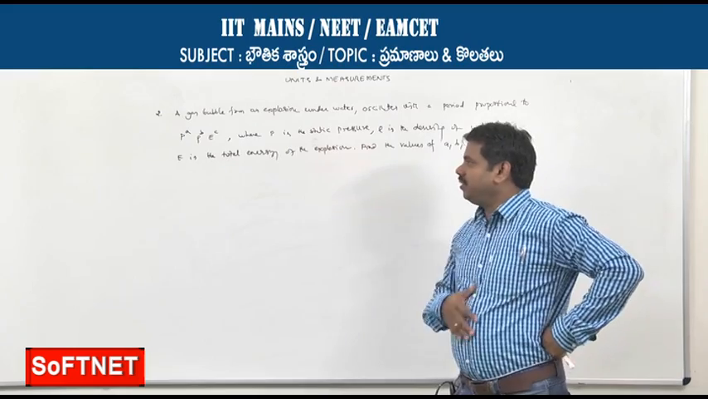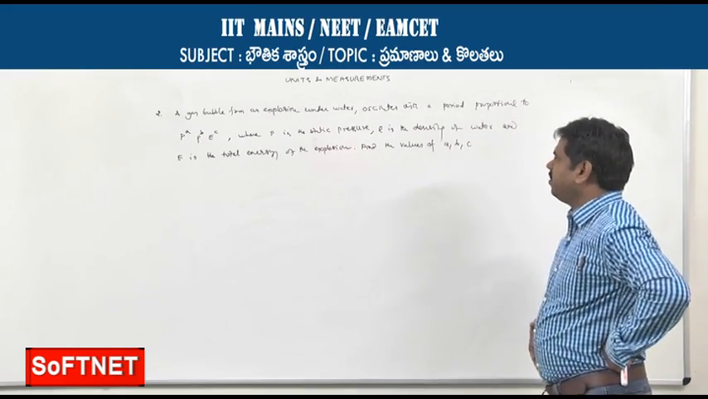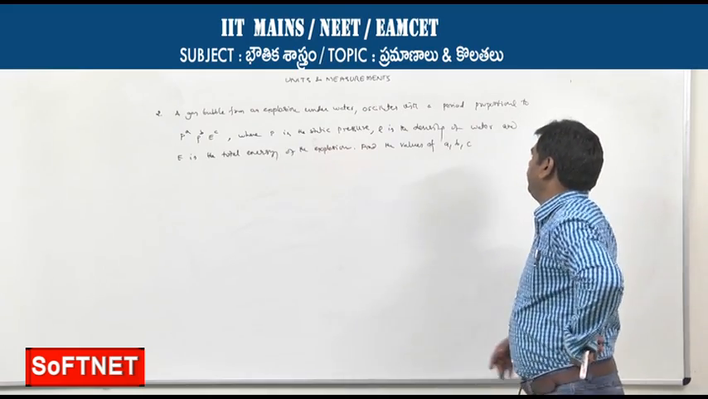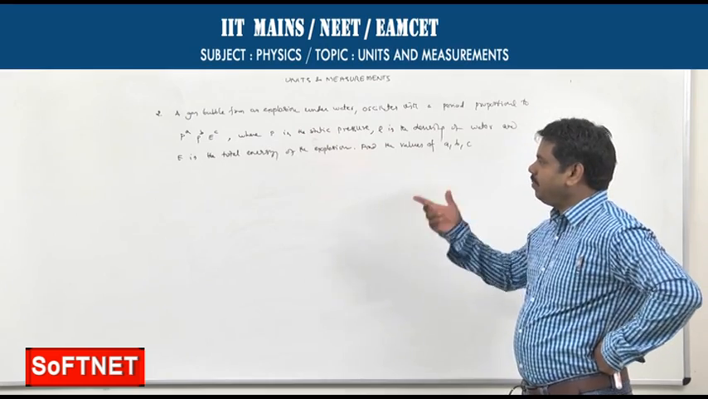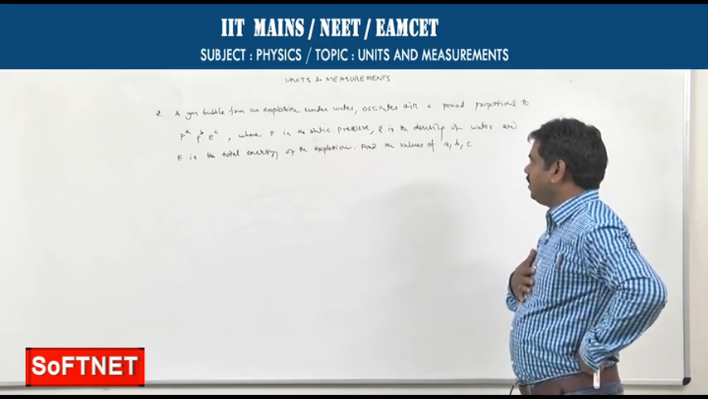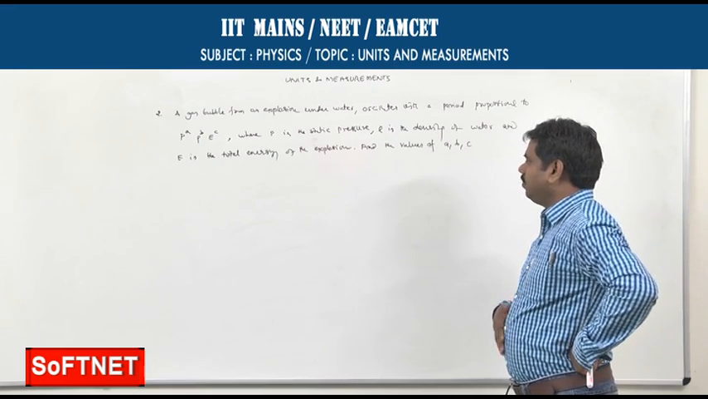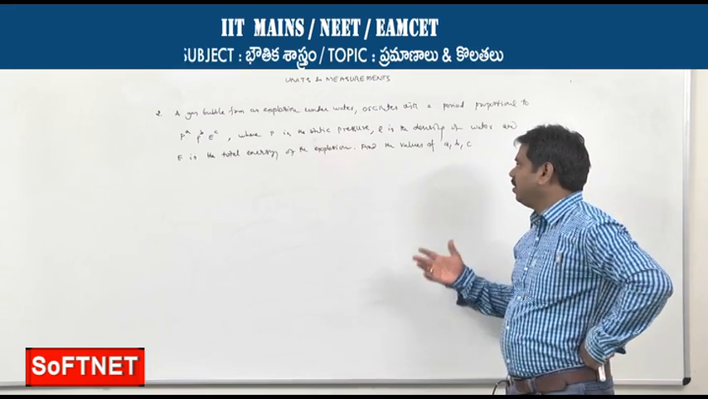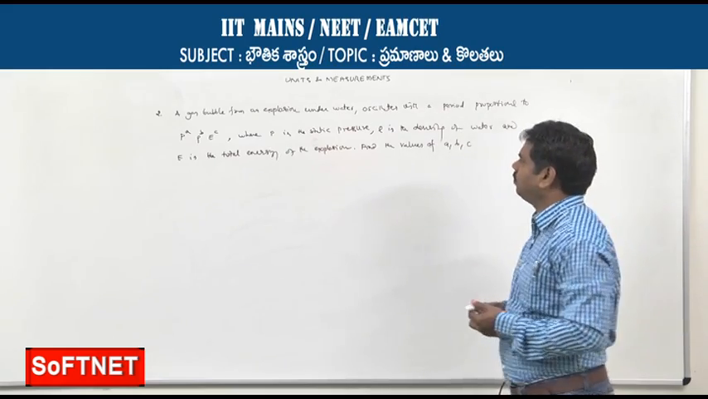Next we go through one more example. Here a gas bubble from an explosion underwater oscillates with a period proportional to P power a, rho power b and E power c, where P is the static pressure, rho is the density of the water and E is the total energy of the explosion. Here we are going to find out the values of a, b, c.